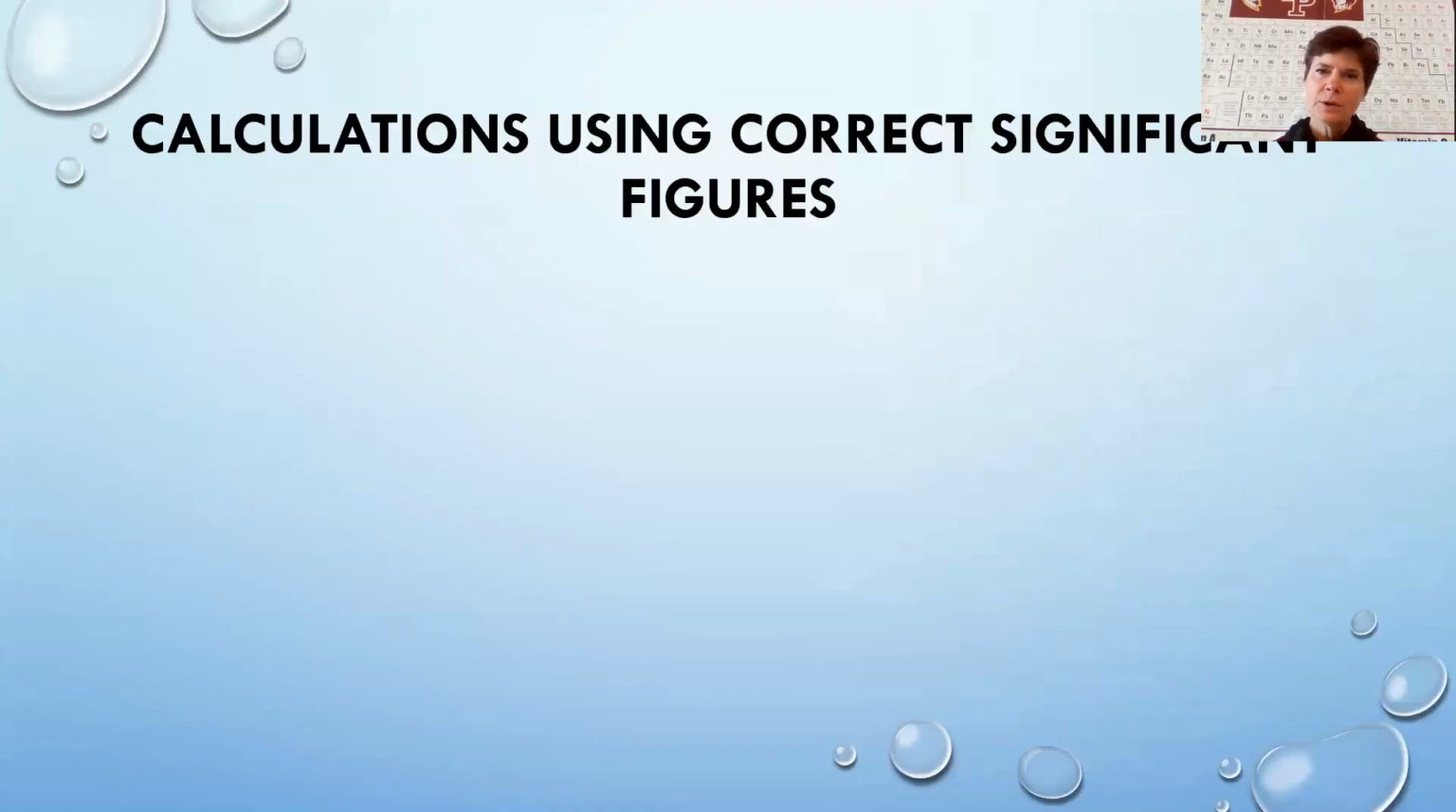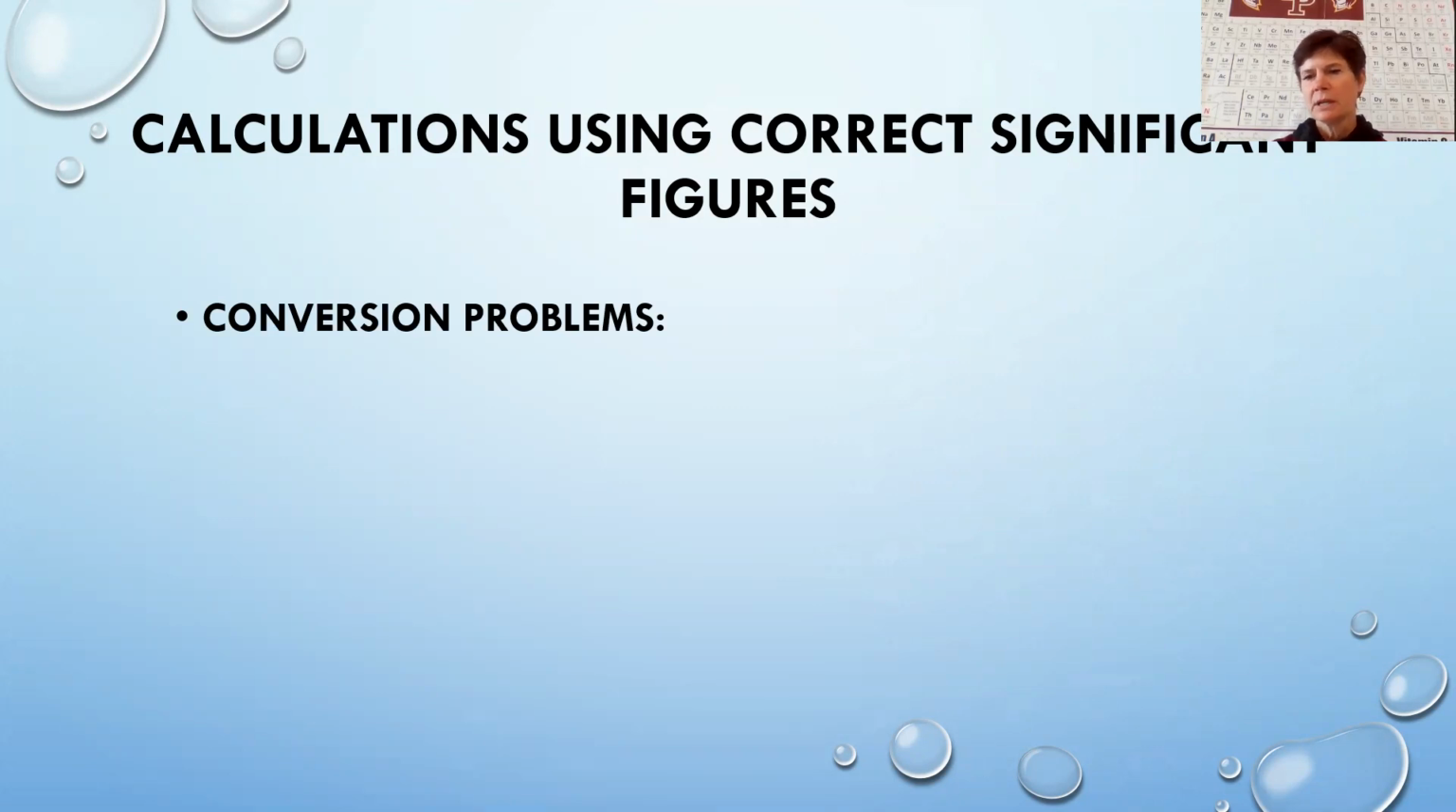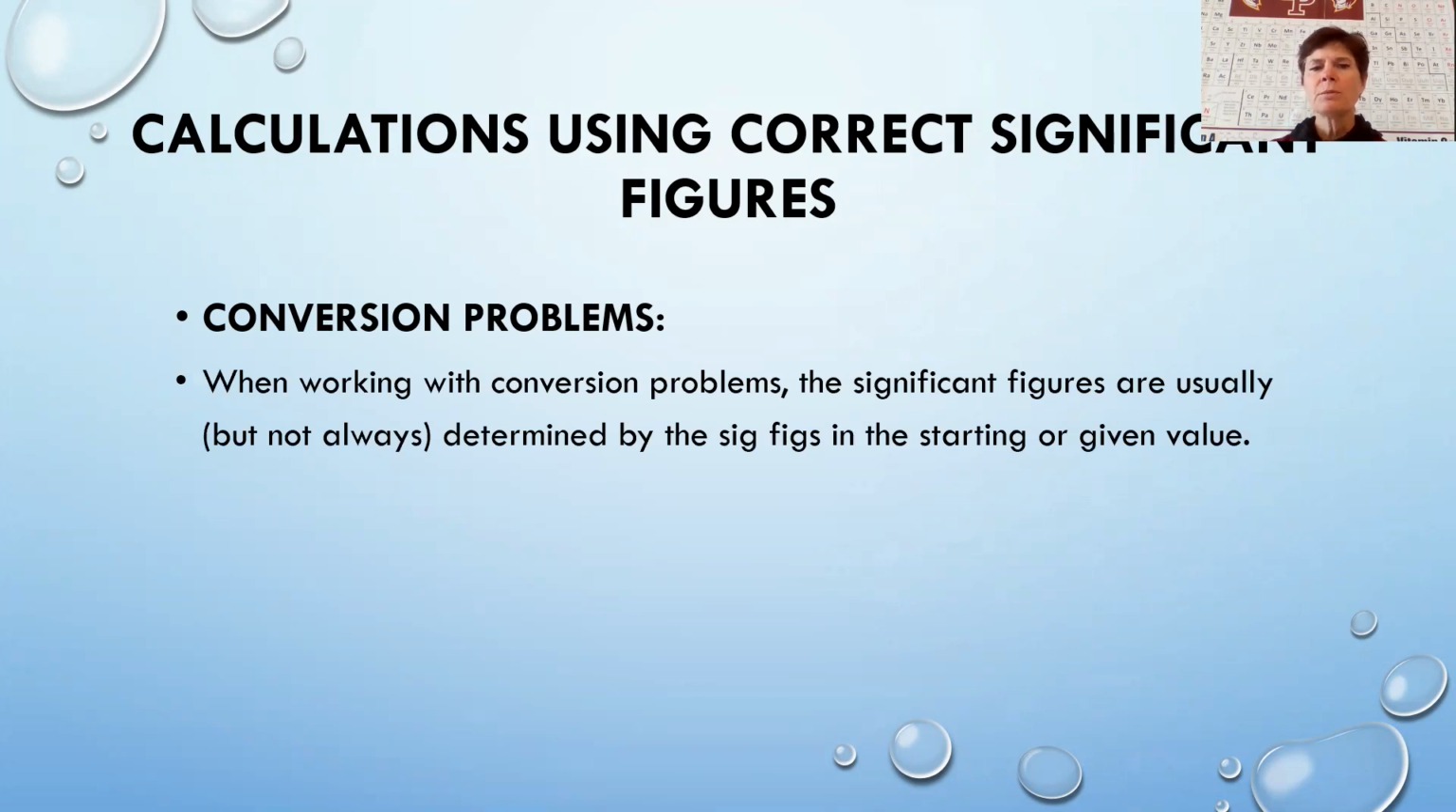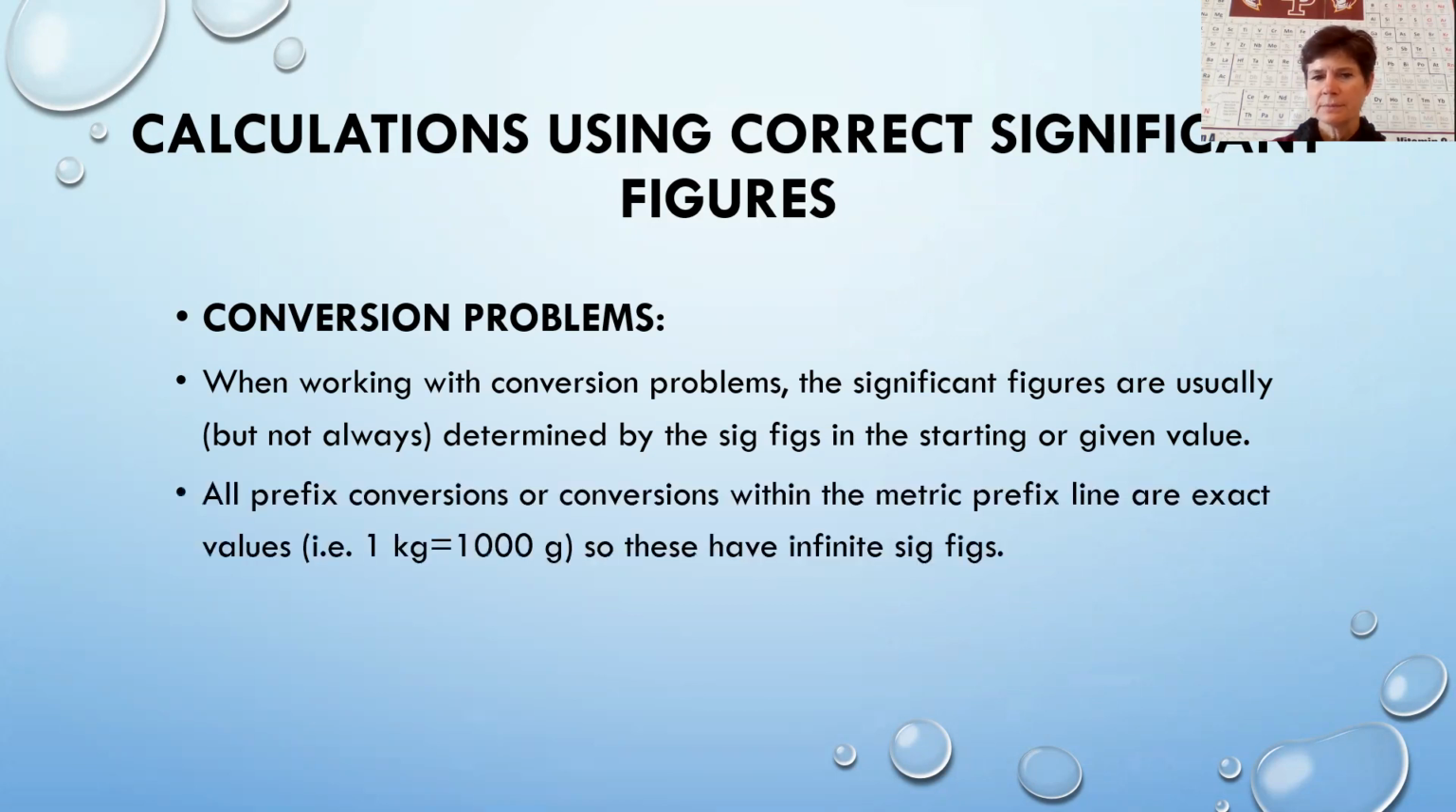Welcome back. We're continuing with calculations using correct significant figures. And now we're looking at conversion problems. So you learned about conversion problems already in chemistry earlier this week. When we work with conversion problems, the significant figures are usually, but not always, typically determined by the significant figures in the starting or given value. All prefix conversions or conversions within the metric prefix line are exact values. For example, 1 kilogram equals 1,000 grams. So that is an exact value and has infinite sig figs.